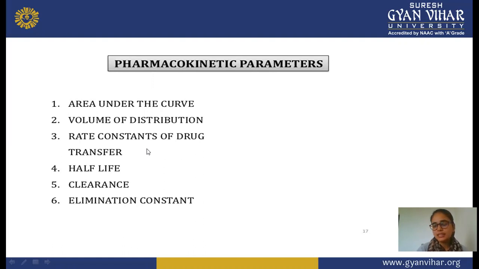Next is clearance. In this clearance, we are considering the elimination clearance rate of your drug, that is, how much is cleared out from your body, and the elimination constant. So the elimination constant is the removal or elimination of the drug from your body. So elimination constant, clearance, half-life, rate of transfer of a drug, volume of distribution, and area under the curve. These are the pharmacokinetic parameters.